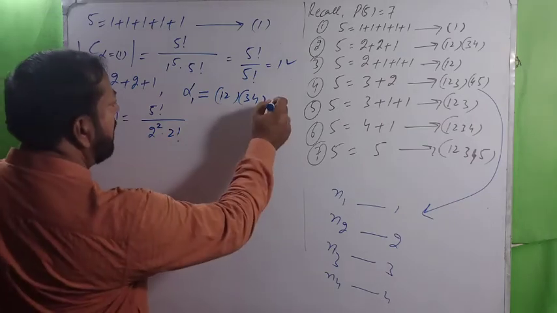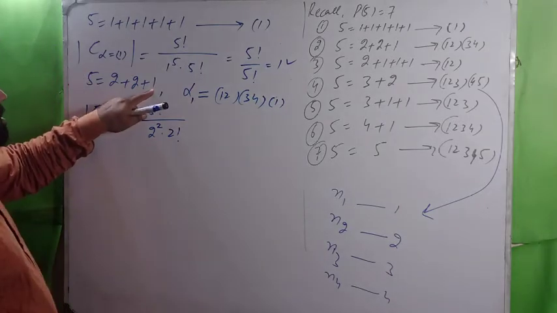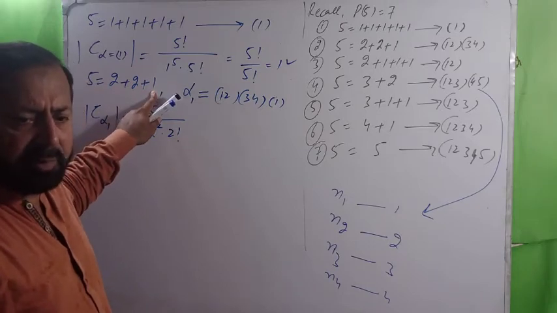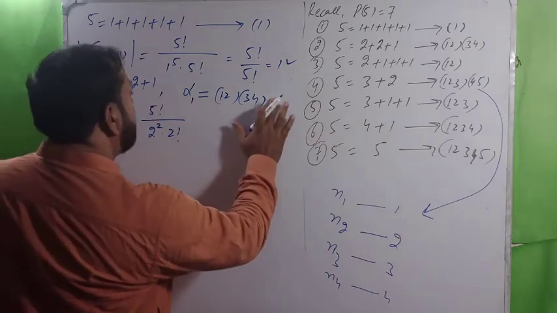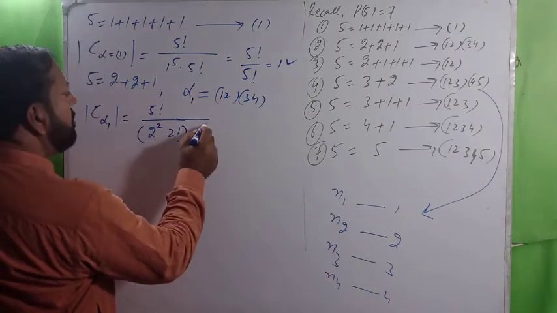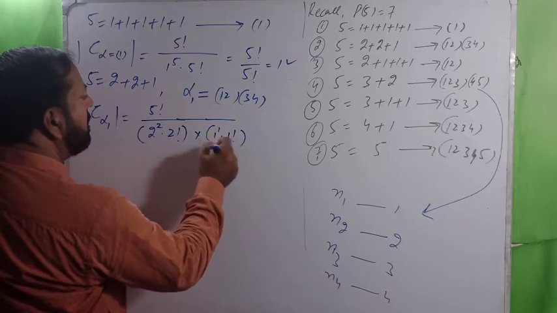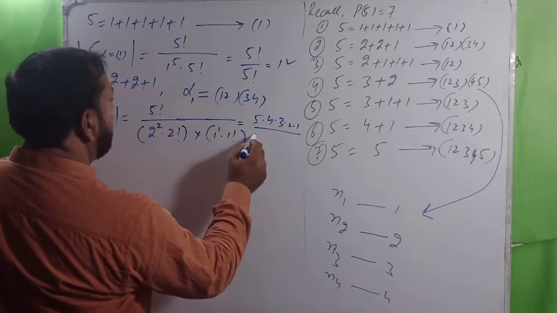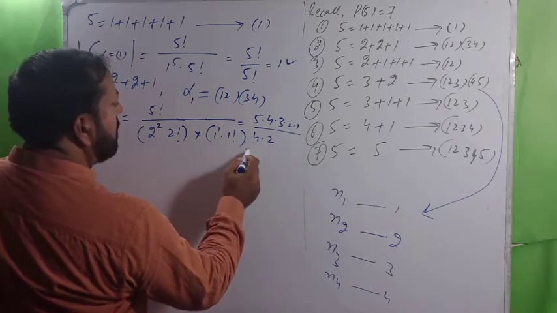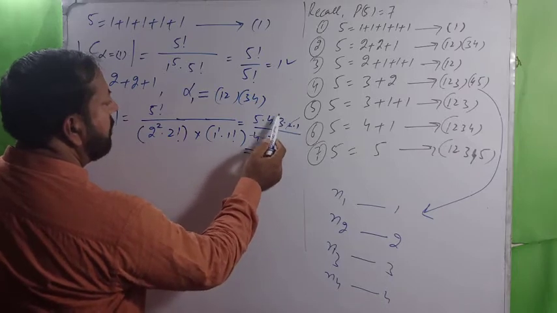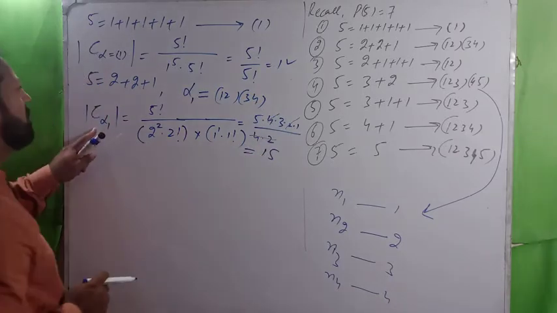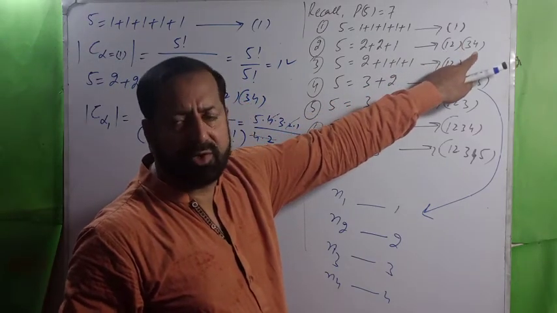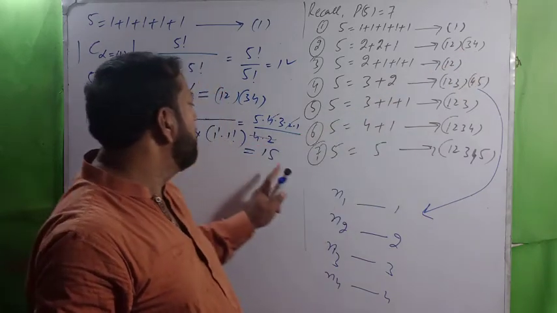So if you want to write 1 as well, no problem. A part of size 1, okay? So 1 part of size 1, you have to multiply by 1 power 1 into 1 factorial. So this is 5, 4, 3, 2, 1, over 4, 2, 2, which is 15, yes. So the size of C alpha 1, the conjugacy class corresponding to this permutation, must contain 15 permutations.